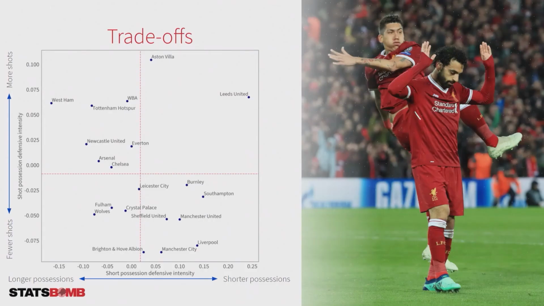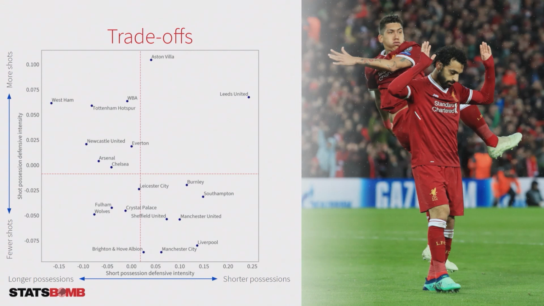So finally, I just wanted to finish on the trade-offs of this kind of stuff, which I personally think is the interesting thing. Well, hopefully it was all interesting. So as well as the Bayesian model I've just been talking about, I also fit this against the shot possession probability stuff.